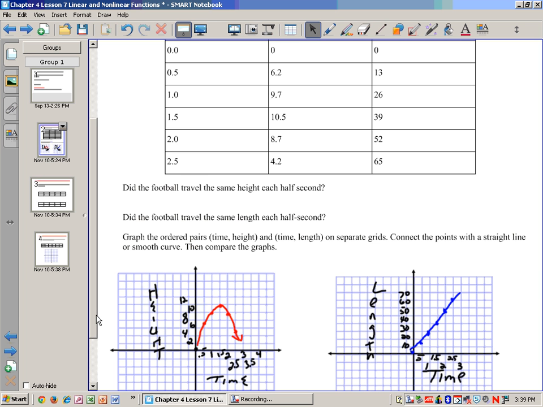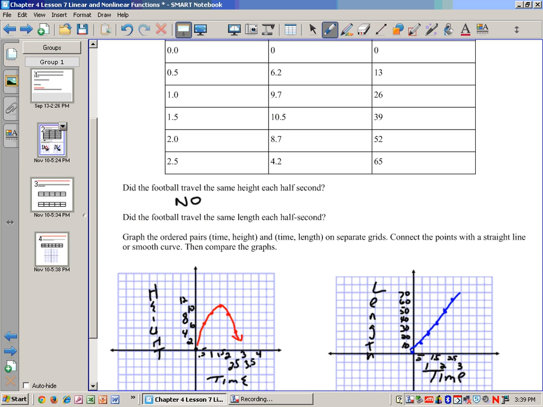Okay, so let's look at our questions. Did the football travel the same height each half second? And obviously, no, it did not travel the same height each half second. Otherwise, it would keep on going up and up and up. So that would be a no.